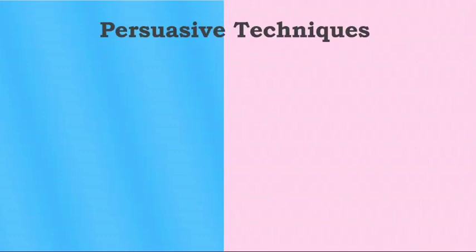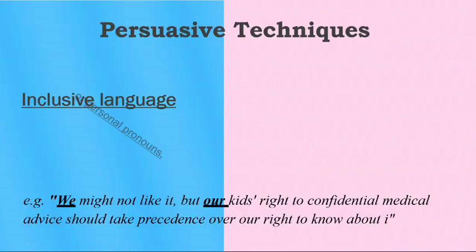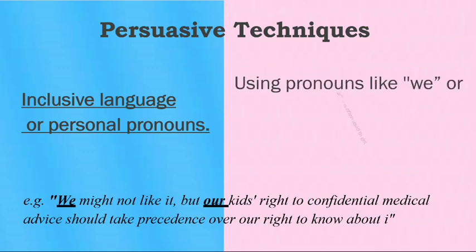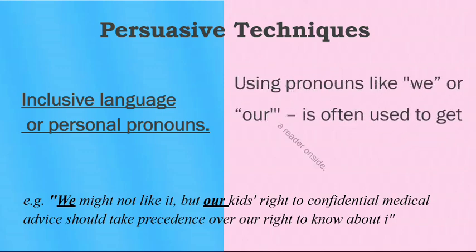The next technique is inclusive language or personal pronouns. Using pronouns like we or our is often used to get the reader on side. Example: We might not like it, but our kids' right to confidential medical advice should take precedence over our right to know about it.